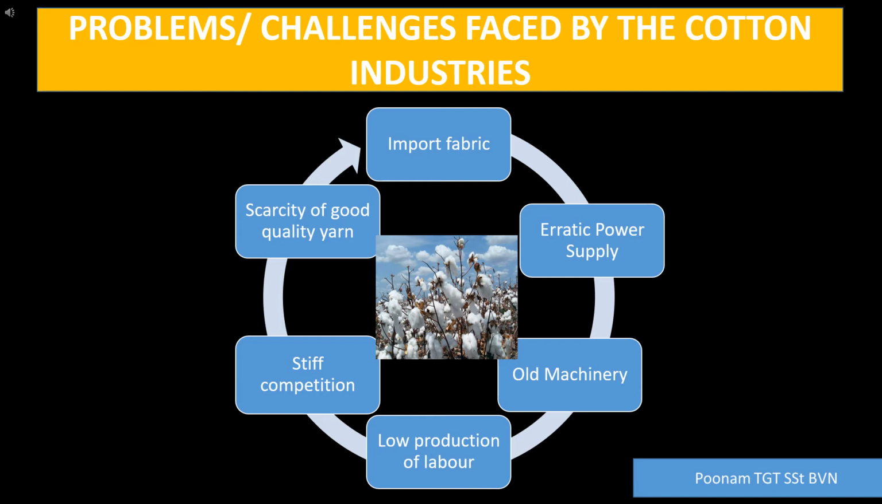Secondly, most of the machinery installed in the cotton mills are outdated and need to be replaced. Thirdly, there is erratic power supply, and this industry requires a good power supply for its growth. And lastly, this industry is facing a stiff competition from synthetic fiber because synthetic fiber is easily available at cheap rates.